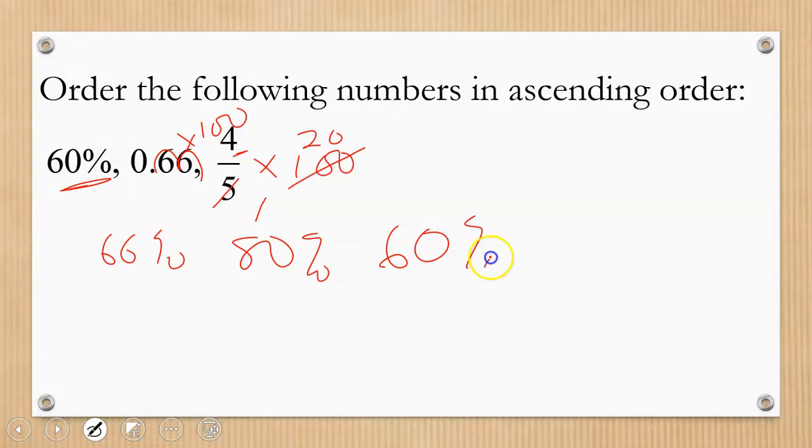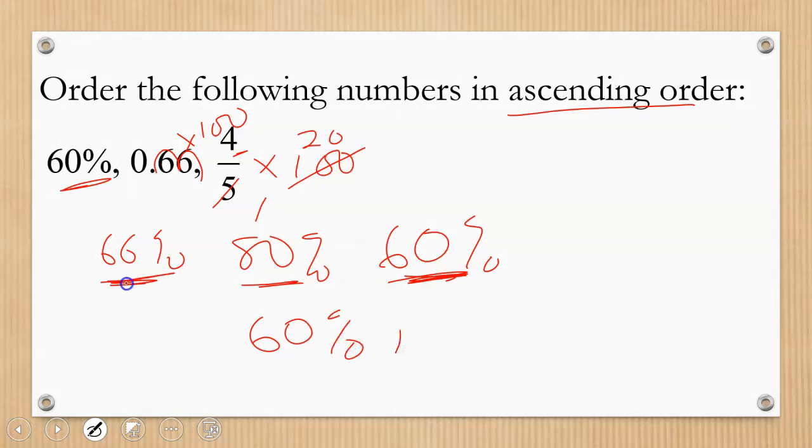So which of them is the greatest? That is 80, followed by 66, then 60. But then ascending order means to take the least first. 60% is the least, so that will come first, followed by 66, which represents 0.66, then followed by 80, which represents 4 on 5. Wow. Coincidentally, the arrangement given to us is the same as the answer.